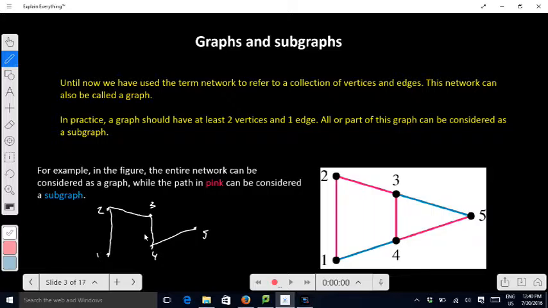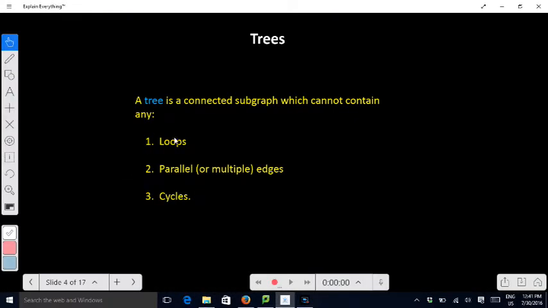Okay, it's a subgraph because it's just part of the original network. However, it is a tree because it has no loops, has no parallel edges, and has no cycles.